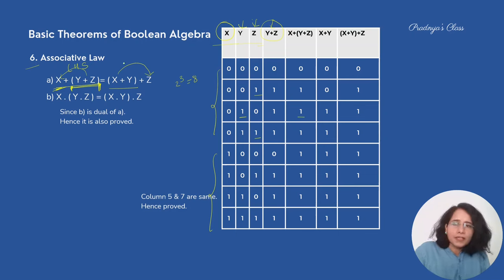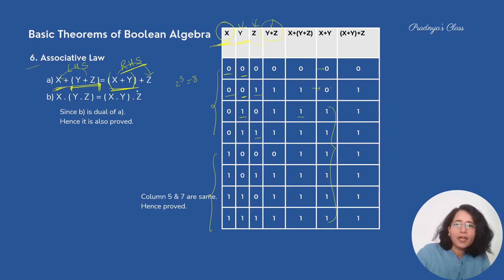Now, let's evaluate the right-hand side. In case of the right-hand side, in the bracket we have X plus Y. So, let's apply the OR operation on X and Y. So, take the X column, take the Y column and apply the OR operation. So, you can see in these two combinations only we have all zeros. So, we got 0. In other combinations there is a 1 in one place. So, we got 1 in the other rows.